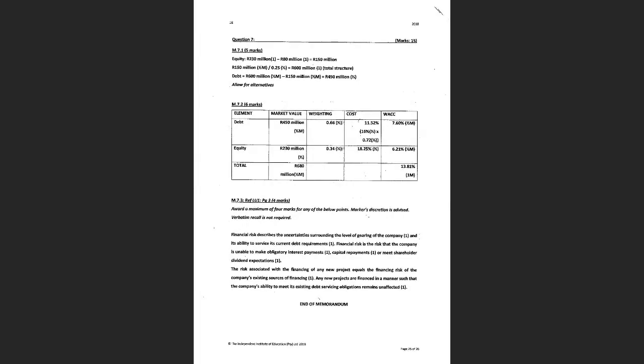Here is the memo. So the first one, calculate the amount of debt and equity under the current capital structure. So you calculate what is my equity currently. 230 million minus the 80 million. It was 150 million prior to purchasing at 80 million. Now that I know what the total equity was, and they told me that equity was 25%, I can then extrapolate that to calculate the rand value of the debt, which is 75%.